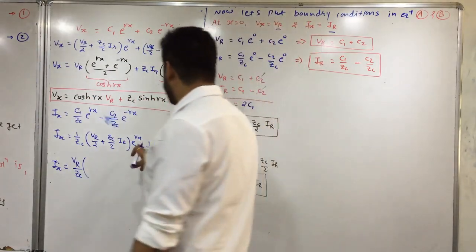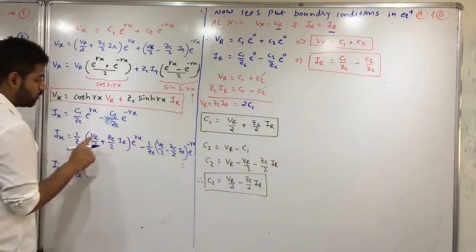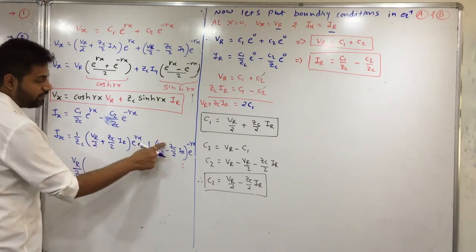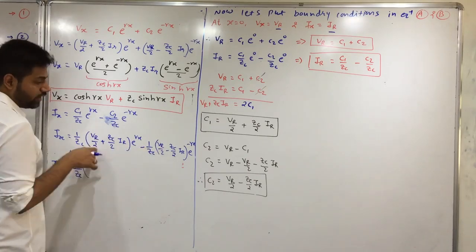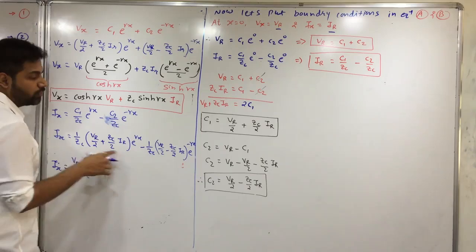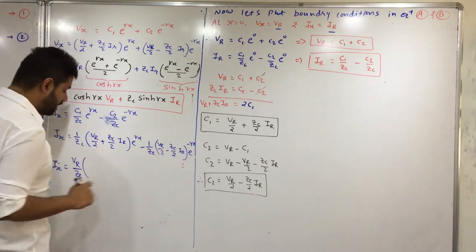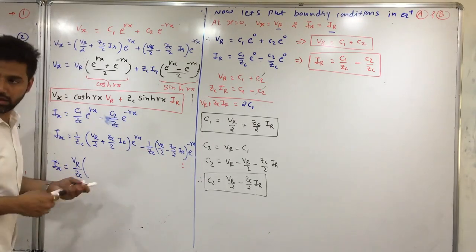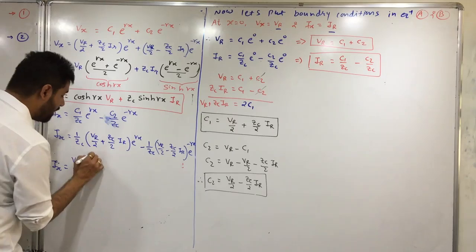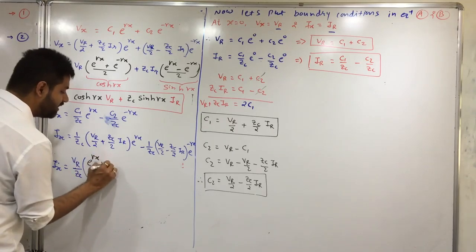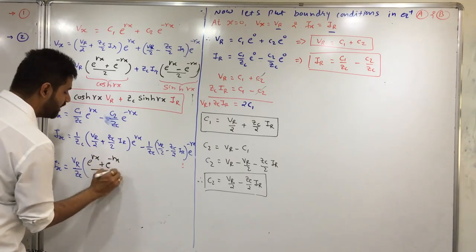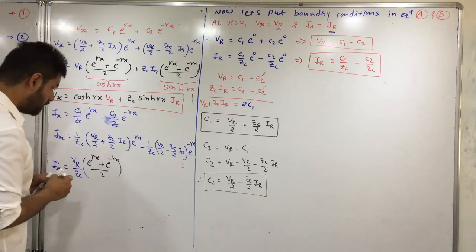Now what am I doing? I took Vr out. So what is multiplied with Vr by Zc? What is left? e raised to gamma x by 2 and e raised to minus gamma x by 2. So we'll be having, is it clear? So e raised to gamma x plus e raised to minus gamma x divided by 2 and IR.